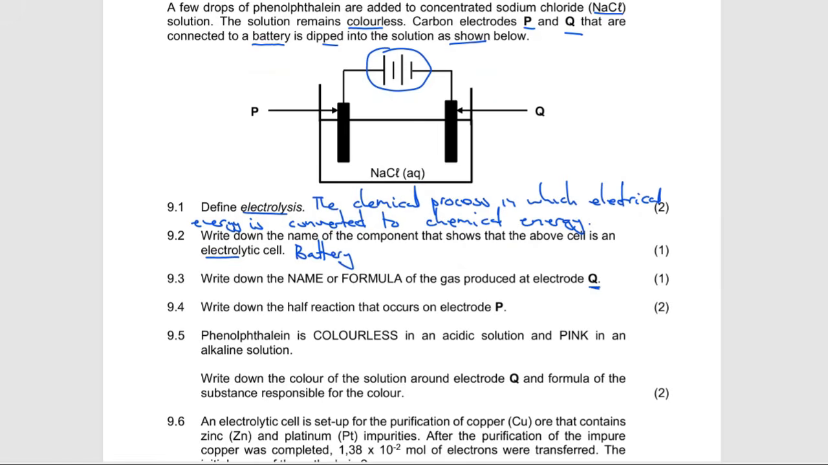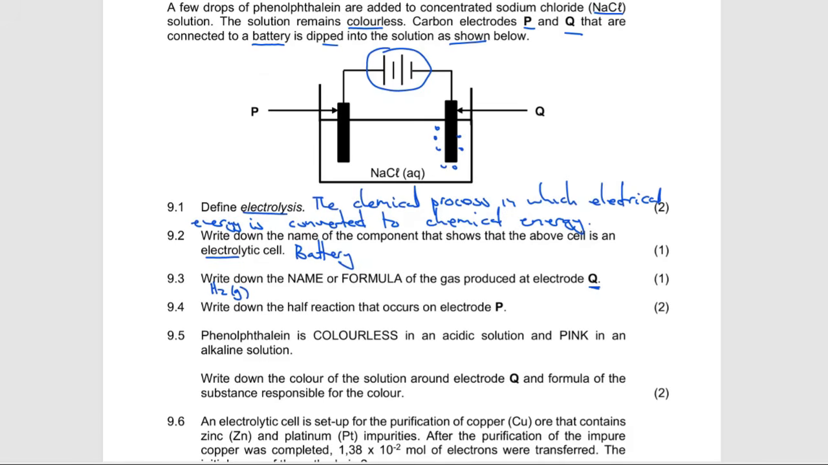So in terms of this, we're going to have hydrogen gas, right? So I'm going to say H2 gas there. Then after that, write down the half-reaction that occurs at electrode P, right? At electrode Q there, we're going to have all those bubbles and stuff, right? Then after that, 9.4, write down the half-reaction that occurs at electrode P.